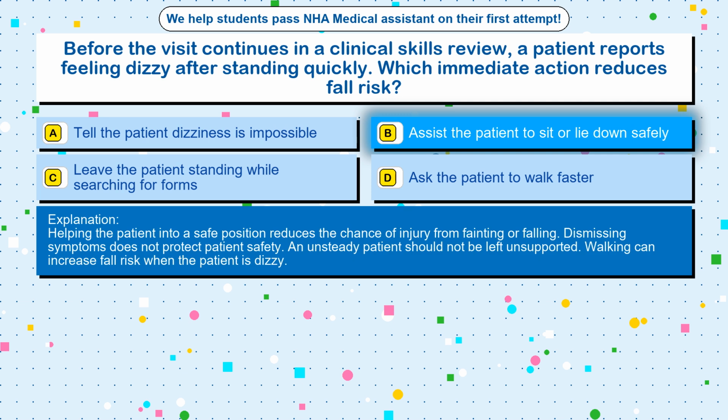Helping the patient into a safe position reduces the chance of injury from fainting or falling. Dismissing symptoms does not protect patient safety. An unsteady patient should not be left unsupported. Walking can increase fall risk when the patient is dizzy.